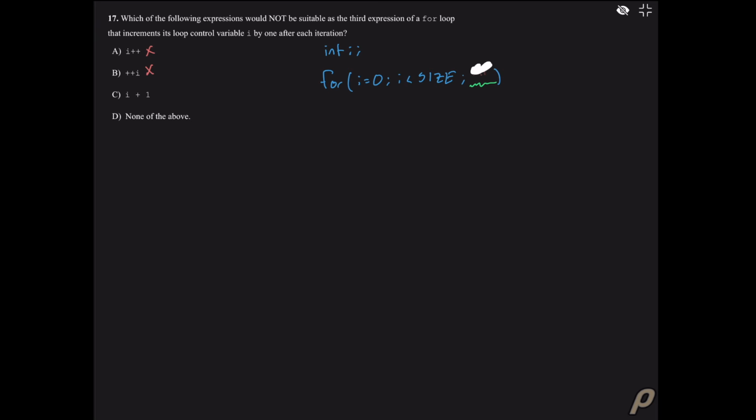And then let's also check C. C is I plus 1. You may think that could work because you're adding 1 to I, but we're never actually storing this value back into I anywhere. So I never actually gets updated, and we end up in an infinite loop. So C here would be not suitable as a third expression of the for loop. Instead, if it was going to be I plus 1, it'd have to be I equals I plus 1 in order to be correct.